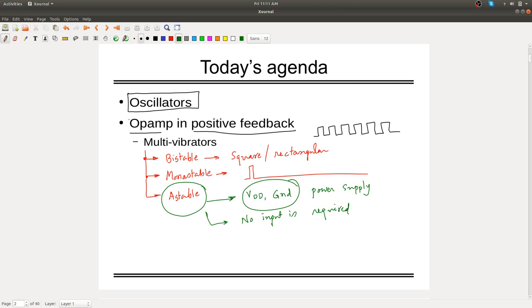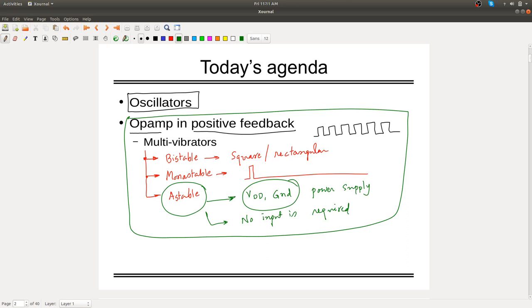So this is the thing which is happening when I want the op-amp in positive feedback. If you are keeping the op-amp in positive feedback, it will become an oscillator for sure, or a Schmitt trigger. It will always give you a square wave as the output, VDD or ground.